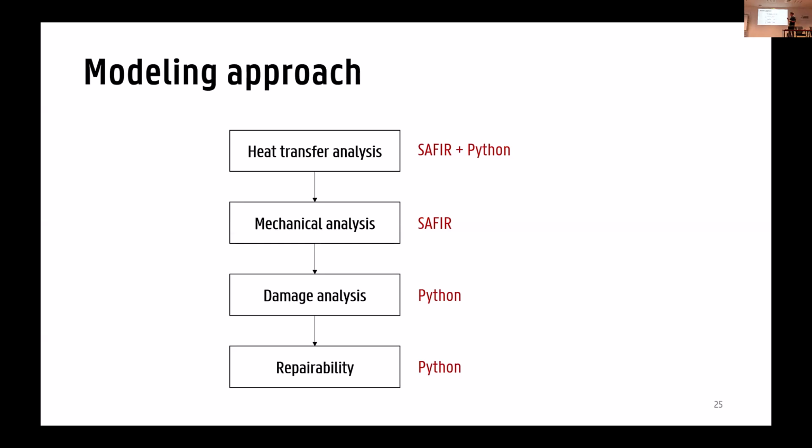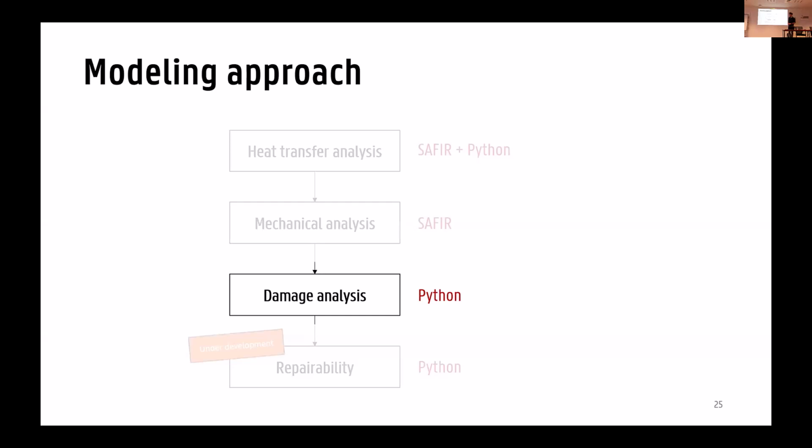So briefly talking about our modeling approach, basically the first 2 steps are what I already discussed. We do heat transfer analysis and then a mechanical analysis. And then in the next step, we can also try to quantify what is the damage to the structure after fire. And even after that, also try to say something about, is it repairable or not? This last part is still under development, so I will not focus on that too much today. The main focus of this part is the damage analysis.